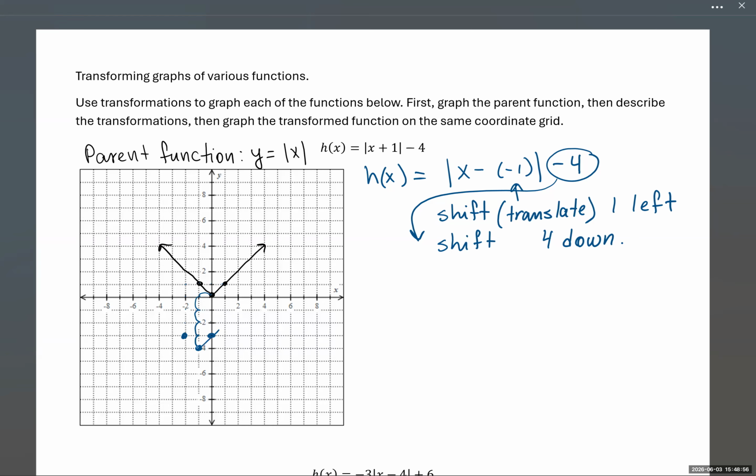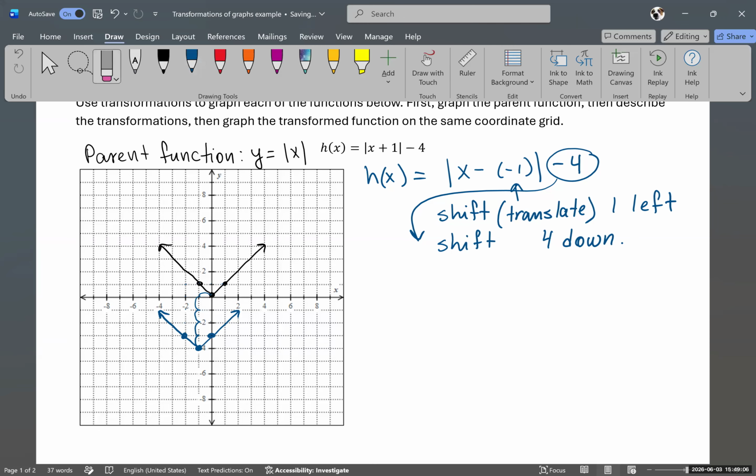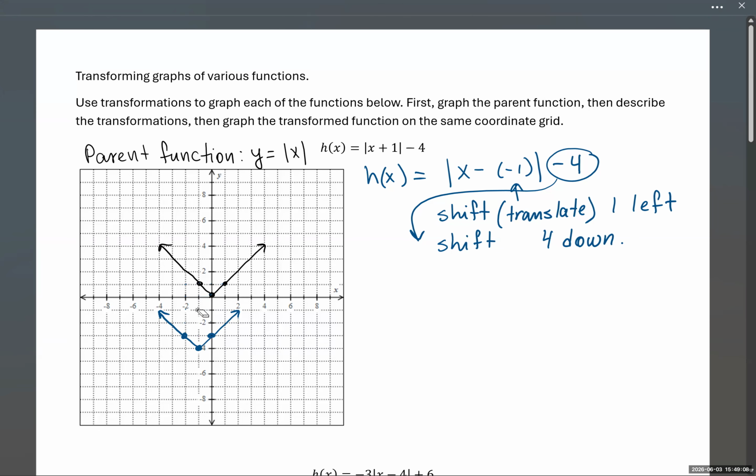And then you just connect the dots, making sure that the shape matches the shape of the parent function. Go ahead and erase the counting squares. And that is the graph of the translated function h of x.